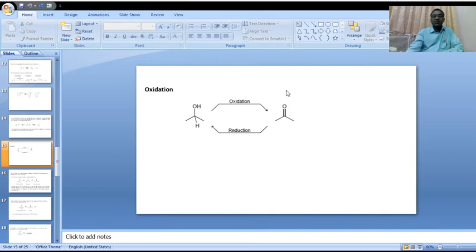If this ketone undergoes a reduction process, we are adding a hydrogen molecule, H2. Here H2 attacks the oxygen and carbon at the same time to form a secondary alcohol. This is just a cyclic process, oxidation and reduction. Alcohol to ketone, ketone to alcohol formation. Okay.